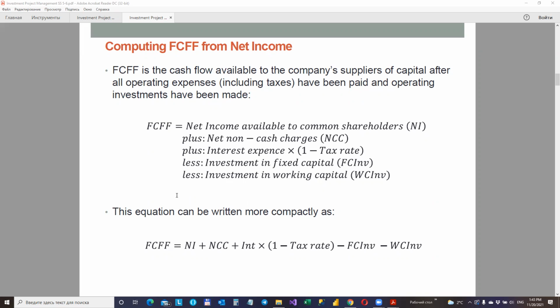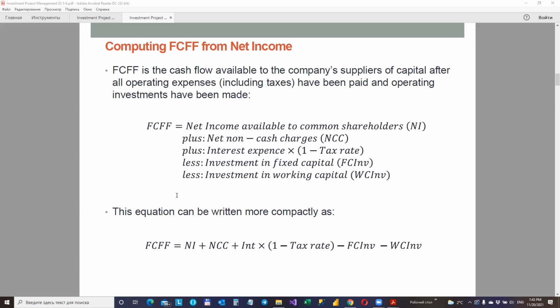Free cash flow to the firm is the cash flow available to the company's suppliers of capital after all operating expenses have been paid and operating investments have been made. Keeping in mind that a non-cash charge is a charge or expense that does not involve the outlay of cash, we can write the expression for FCFF as follows. You can see here that it is a formula.